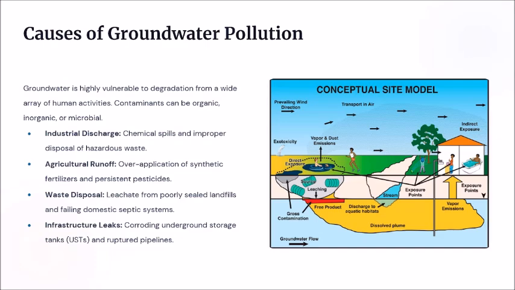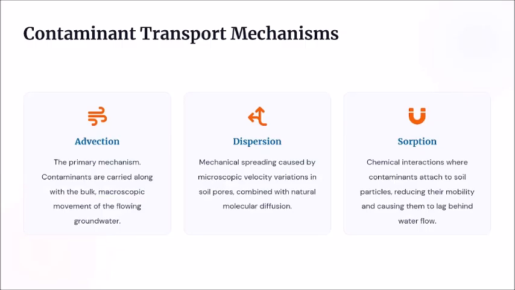Pollutants generally stem from 4 main sources: industrial discharge, such as chemical spills and hazardous waste. Agricultural runoff, from the over-application of fertilizers and pesticides. Waste disposal, specifically leachate from poorly sealed landfills and failing septic systems. And finally, infrastructure leaks, such as corroding underground storage tanks and ruptured pipelines. Next slide. Contaminant transport mechanisms.